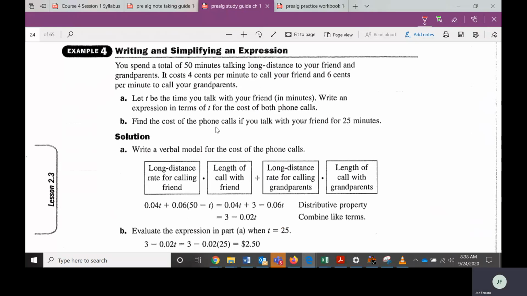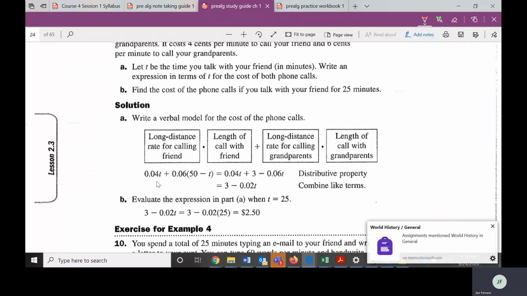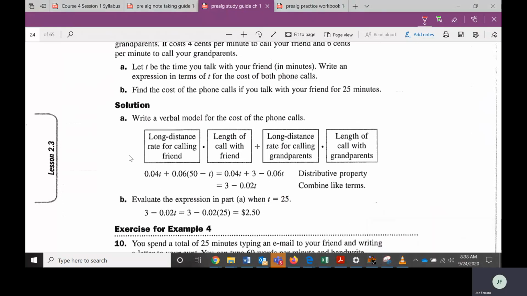And then find the cost of the phone calls if you talk with your friend for 25 minutes. So this gets a little confusing. So if you don't follow along with this one right away, that's okay. They kind of set it up here. But T stands for the length of a call with your friend. So the first part is a little easier. It says 4 cents per minute for calling your friend. So you go 4 cents, and that's how you write 4 cents, 0.04, times the length of time you're calling your friend.